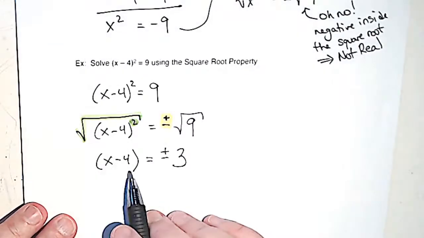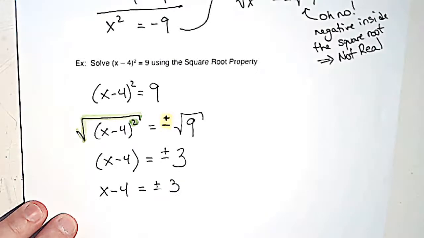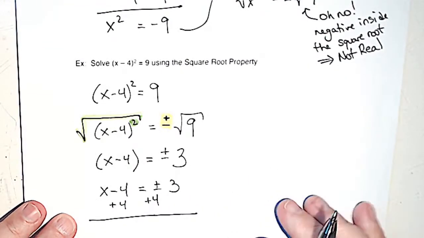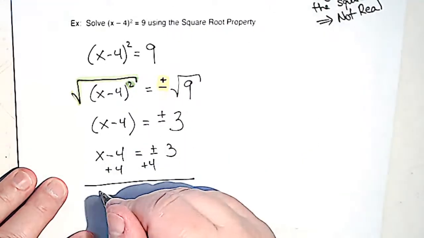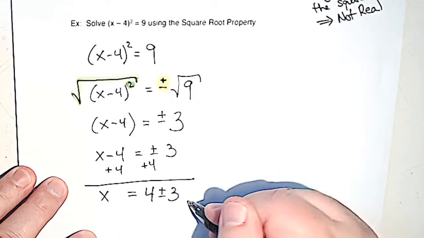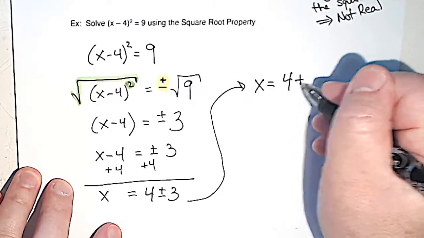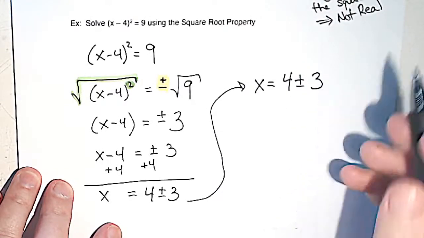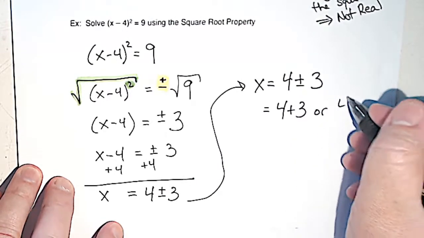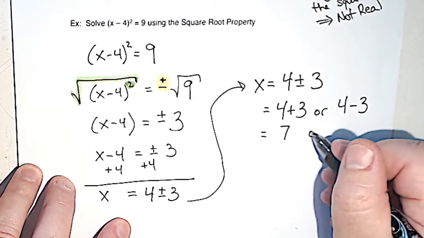Well, first thing is I can drop the parentheses over here. No need for that. Next thing, I'm going to add 4. Now, over there on the right, there's a lot going on. Over on the left, we've got x. Over on the right, we've got 4 plus or minus 3. Let me rewrite it up here. 4 plus or minus 3. There are 2 answers here. 4 plus 3 or 4 minus 3. So I get 7 or 1.